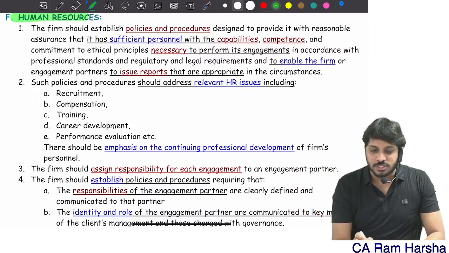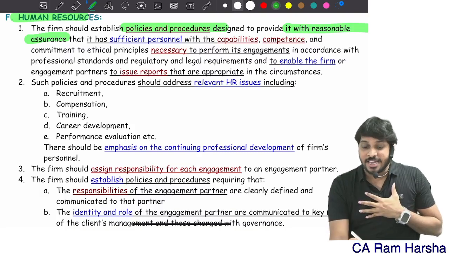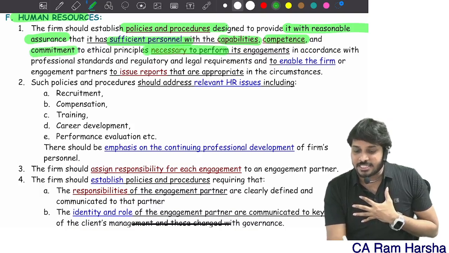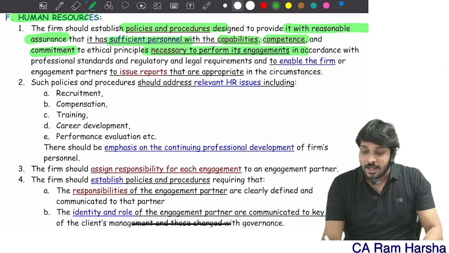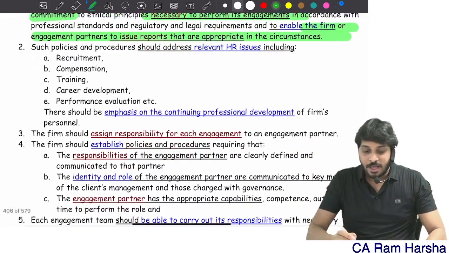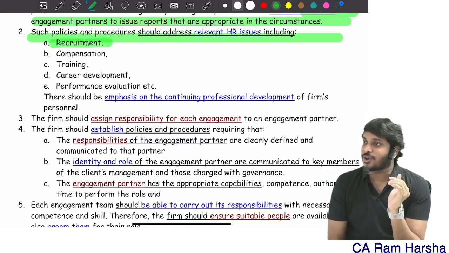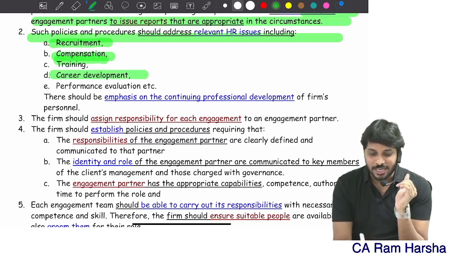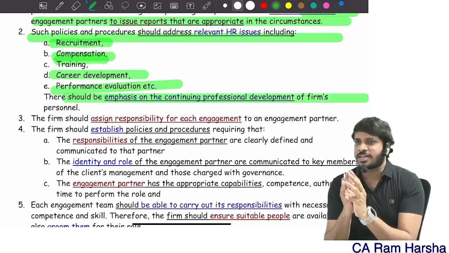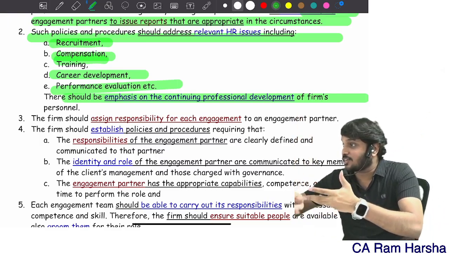So for human resources, the firm should establish policies and procedures so that the firm has reasonable assurance that it has a sufficient number of people with the capability, competence and commitment necessary to perform the engagement, so that the firm and engagement partner issue reports which are appropriate. Now, these policies should address various HR issues: recruitment process, compensation, training, career development, evaluation, all that. There should be an emphasis on continuous professional development of the team. That's why many firms periodically conduct training sessions.